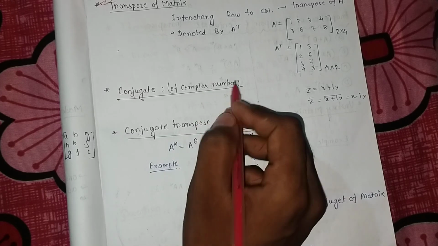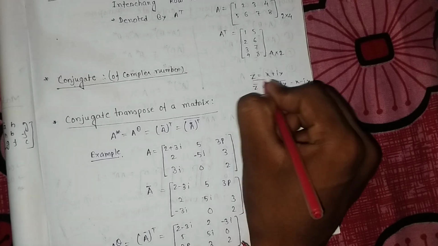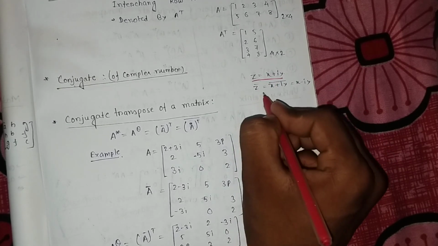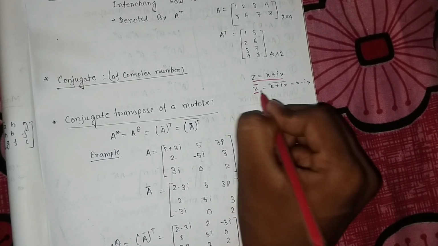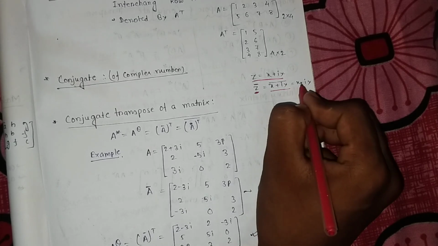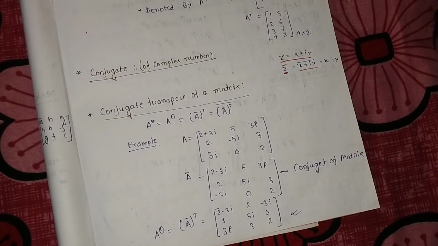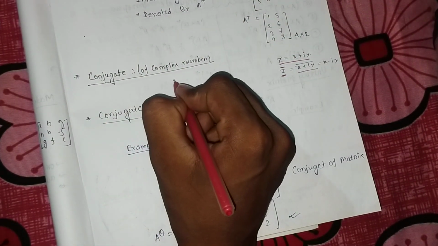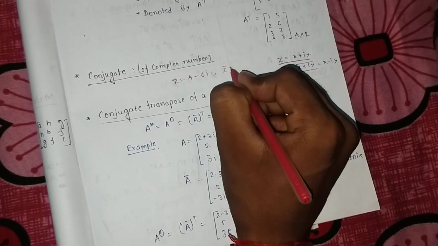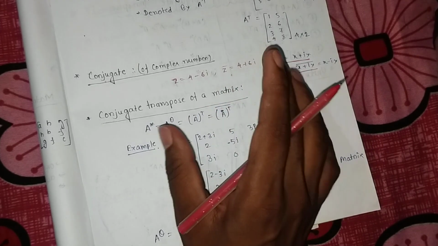conjugate of a complex number. What is the meaning of conjugate? If z is equal to x plus iota y is a complex number where x and y are real entries, then the conjugate of z is written as z bar, and it is x minus iota y. Okay. Next, for example, if z is equal to 4 minus 6 iota, then the conjugate z bar is 4 plus 6 iota. Okay, and the conjugate of a real number is the same real number.